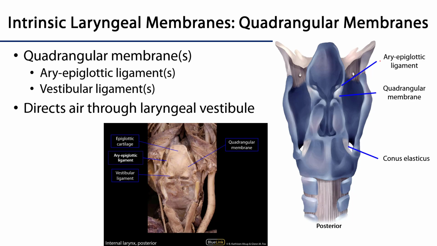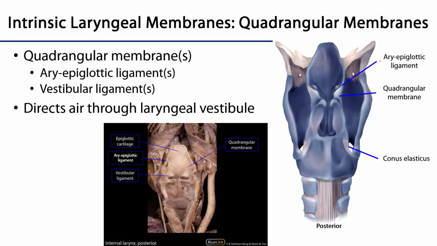We have a laryngeal skeleton, and there are also intrinsic laryngeal membranes associated with that laryngeal skeleton, and these membranes are going to help direct the flow of air. Recall, this is a very important region for air exchange, and so moving air in and out of the larynx to affect different functions is going to be important.